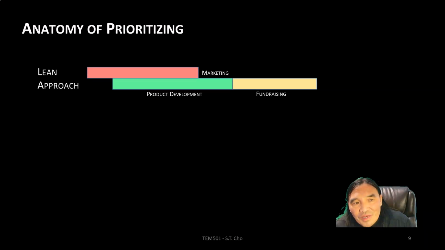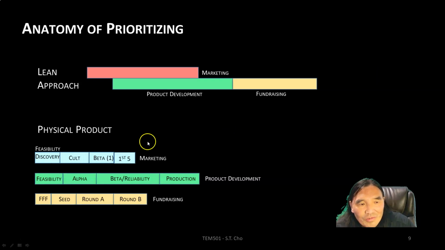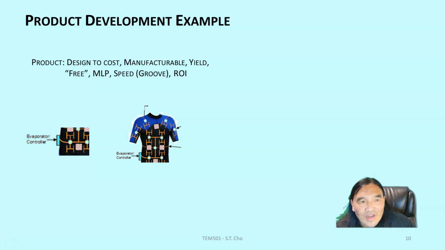Now, when you look at these three pillars, the lean approach says you focus on marketing, then you work on product development, then you work on fundraising. On a physical product, that's not necessarily the order you should be working on. In terms of feasibility, it's about discovering your market, who are going to be your lead testers, your beta, and who are going to be your first 5 customers. And that's actually in your textbook. In terms of product development, it's about your feasibility, your alpha, and so on. And fundraising, it's how do you raise money. What it comes down to is, depending on what your biggest challenge is, you should be working on that first.